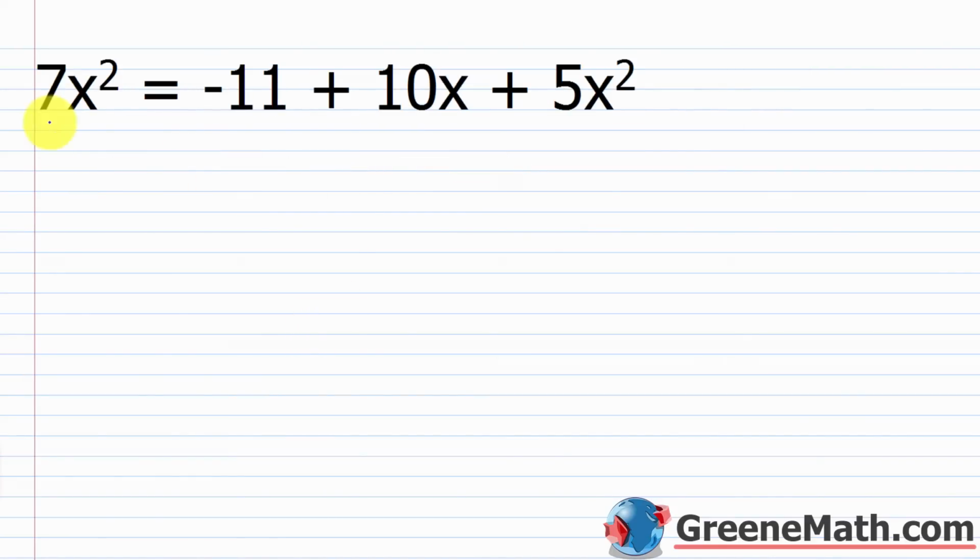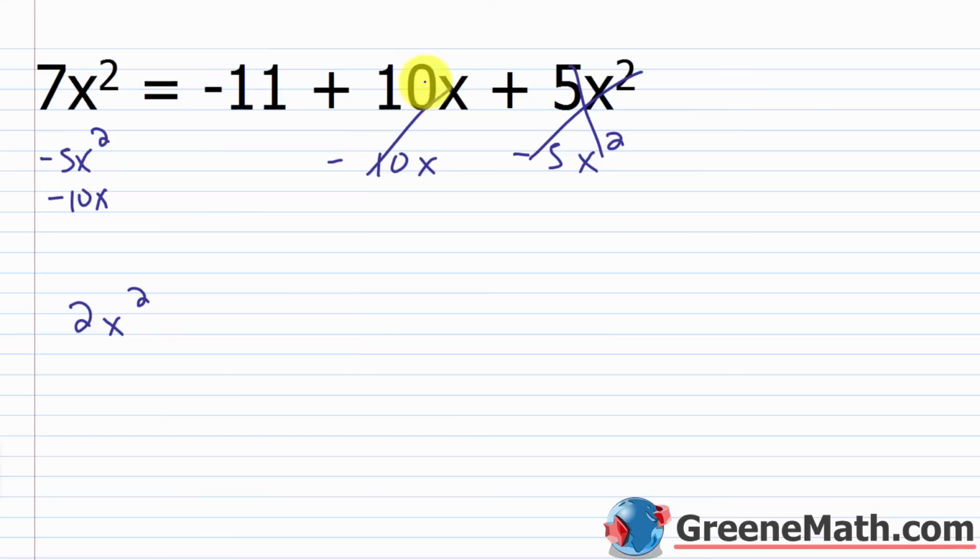All right, so let's take a look at 7x squared is equal to negative 11 plus 10x plus 5x squared. So let me subtract 5x squared away from each side of the equation. That would give me 2x squared, and this would cancel. Let me subtract 10x away from each side of the equation. That would cancel, and I'd have minus 10x over here.